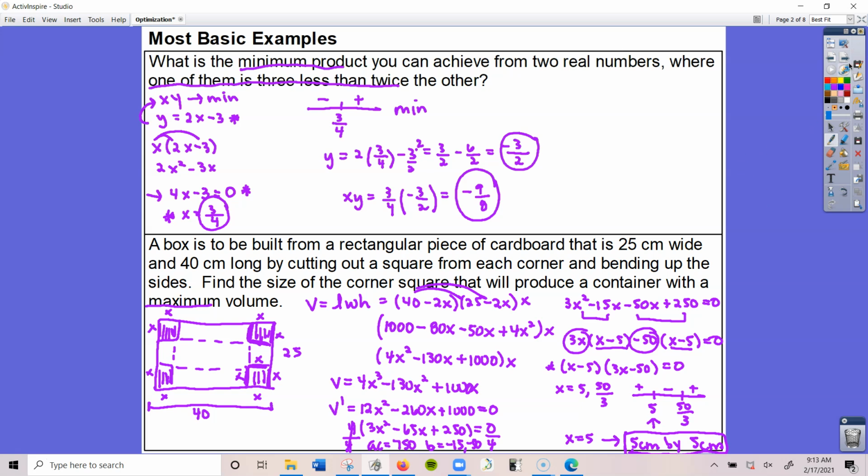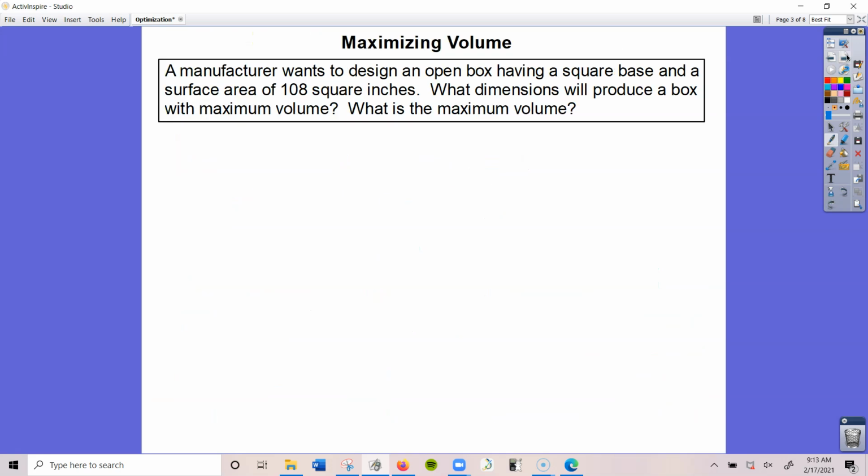Let's go on to another example. And that's all we're going to do with this lesson, is go through lots of different kinds of examples. We have here a manufacturer who wants to design an open box having a square base and a surface area of 108 square inches. What dimensions will produce a box with a maximum volume? Okay, so first I'm going to draw a box.